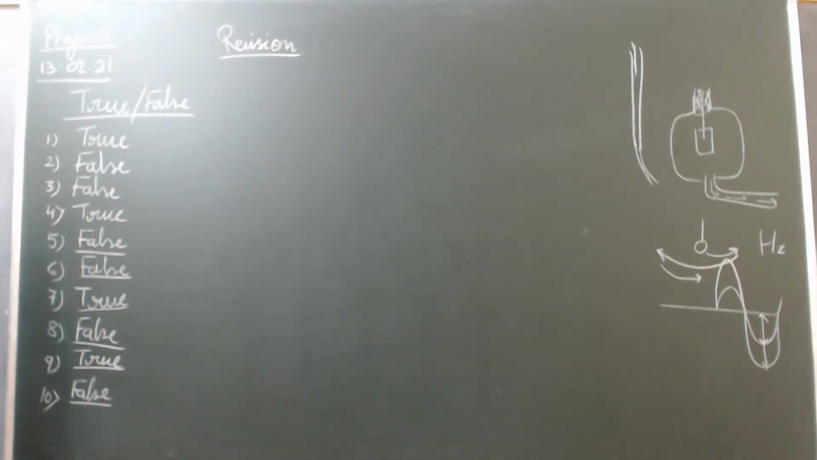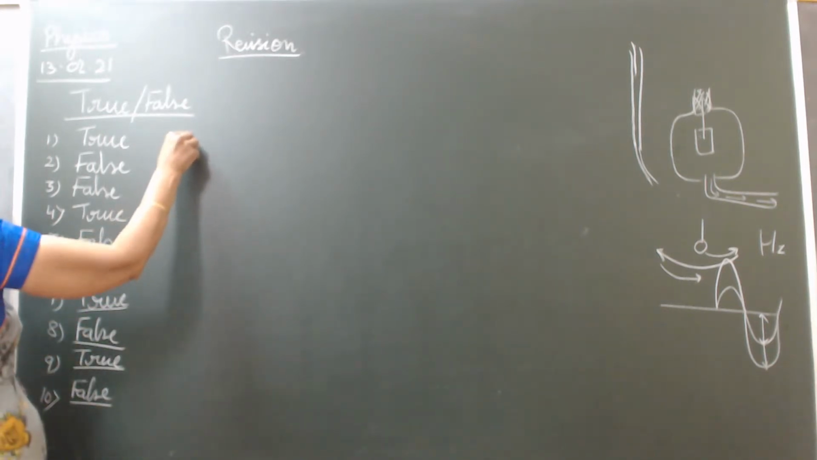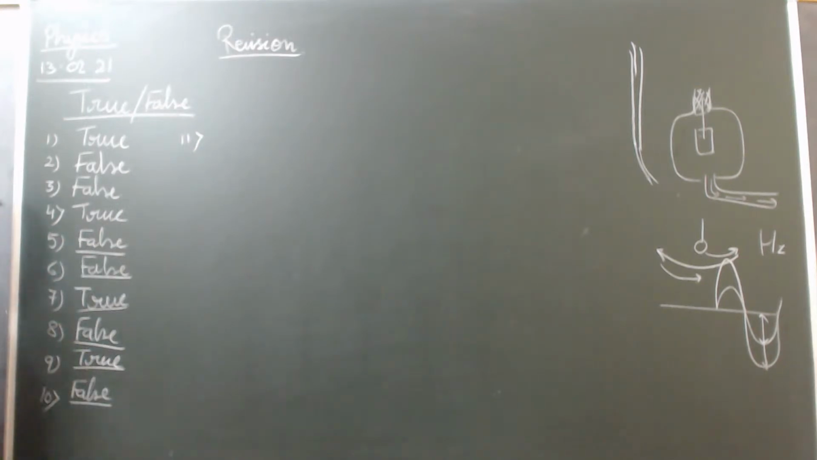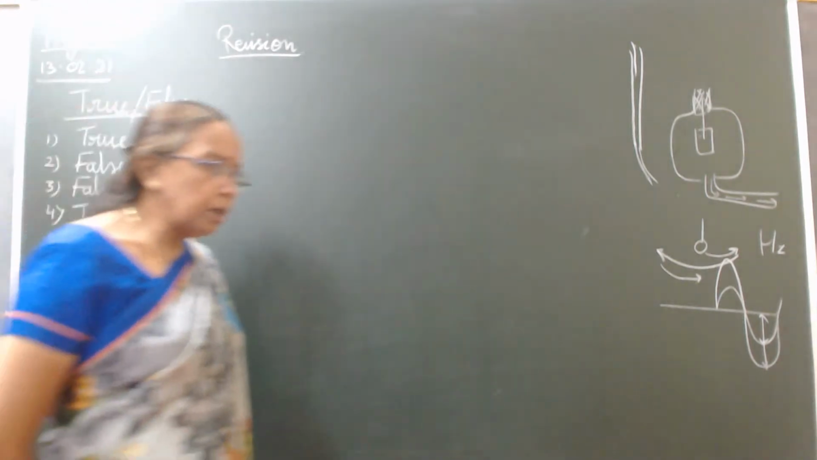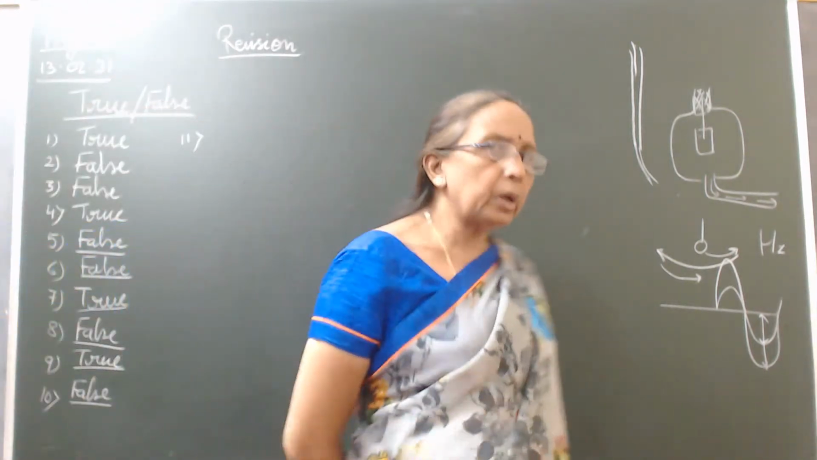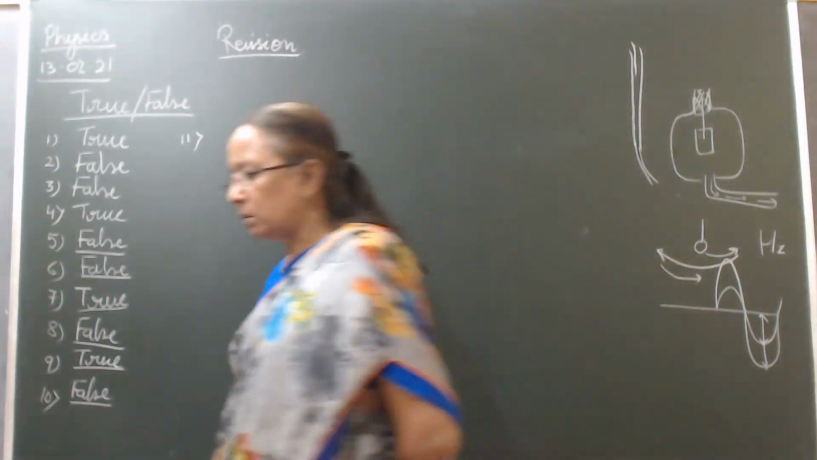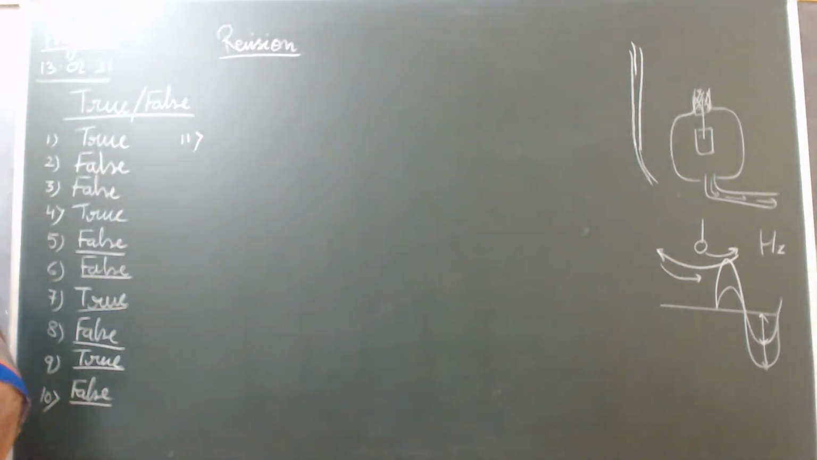Here it is given that a lightning conductor cannot protect, so it is false. It protects our building from damage. If it said can protect, then it would be true, but here it is given that cannot protect. So it is false.